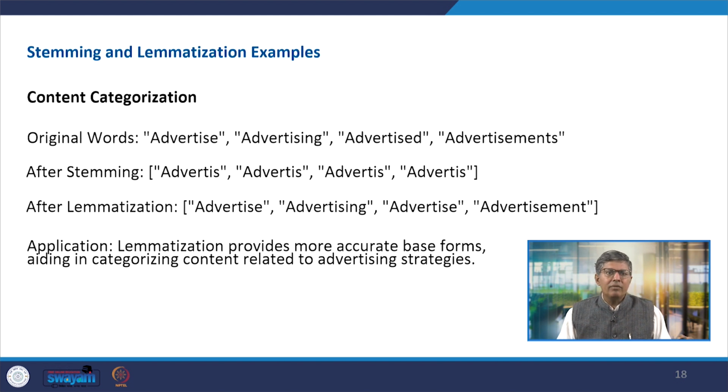Okay. Now let us see, for content categorization, a stemming and lemmatization example. Original words were advertise, advertising, advertised, advertisements. Now after stemming, how does it look? Advertis, advertis, because the last part is removed, ing, ed all are removed, right. So it looks like this. Sometimes they make less meaning, less sense. But after lemmatization you see, advertise remains the same, advertising also as it is, advertised becomes advertise and advertisements becomes advertisement. Okay. So lemmatization provides more accurate base forms, aiding in categorizing content related to advertising strategies.